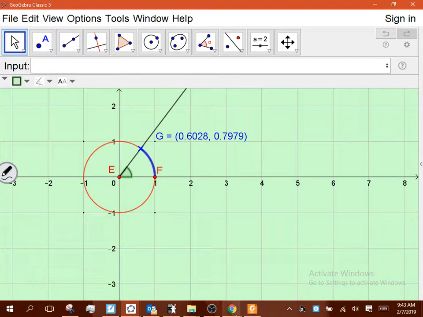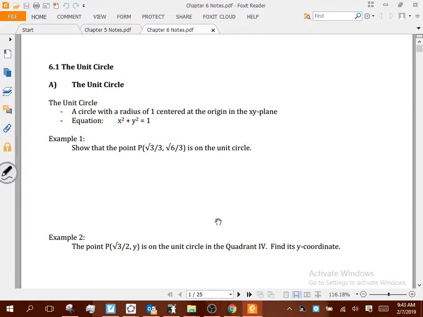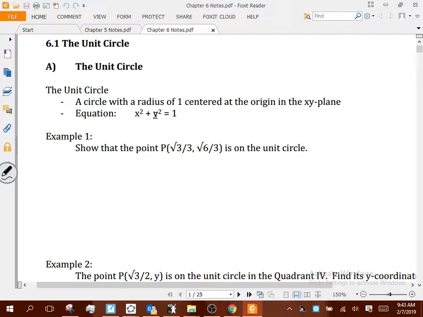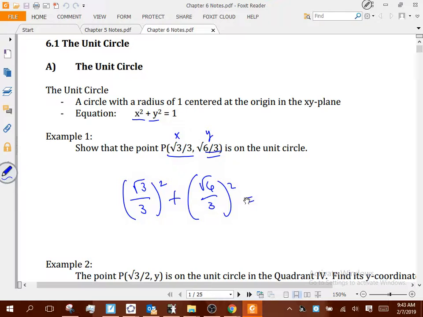Let's see here. You're going to get questions like this. It says, show that point P, which is at radical 3 over 3, comma, radical 6 over 3, is on the unit circle. Okay? Well, we know the equation of the unit circle is x squared plus y squared equals 1. This is now an x value, and that is a y value, right? Should that satisfy this equation? Should I be able to take that x value and square it, add to it that y value and square it, and what should I get? I should get 1, right?